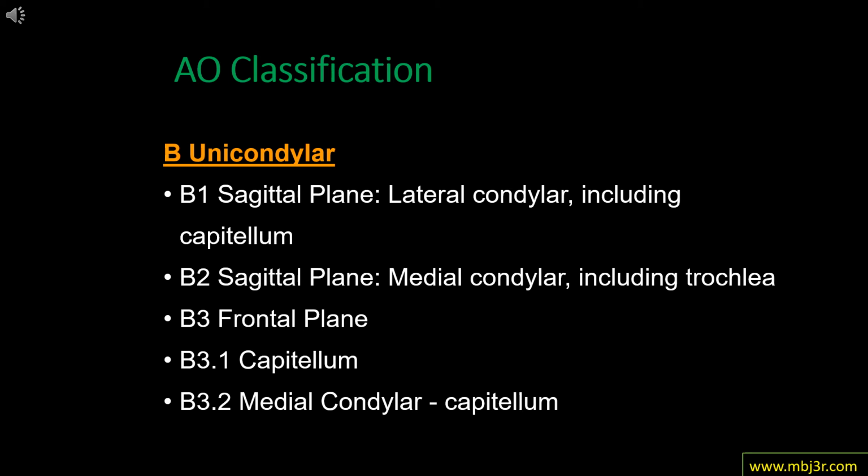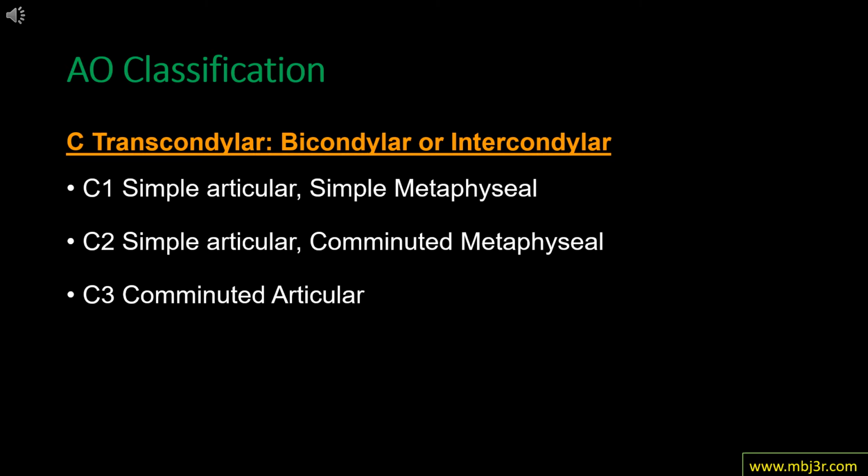B1: sagittal plane fractures, lateral condylar fractures including capitulum. B2: sagittal plane medial condylar fractures including trochlea. B3: frontal plane fractures, in that B3.1 capitulum, B3.2 medial condylar fractures. C: transcondylar or bicondylar or intercondylar fractures. In that, C1 is simple articular simple metaphyseal fracture, C2 simple articular comminuted metaphyseal fractures, C3 comminuted articular fractures.